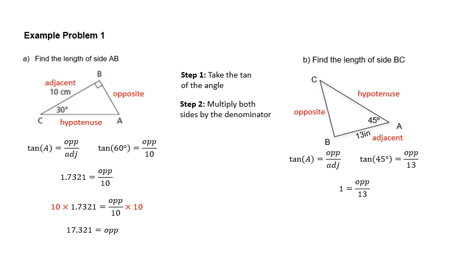The second step is to multiply both sides by the denominator. So in this case, our denominator is 13. So we have 13 times 1 on the left side. And on the right side, we have opposite over 13 times 13. And those 13s on the right side will cancel each other out, and you're just left with 13 equals the opposite, or the length of the opposite side is 13. Okay?